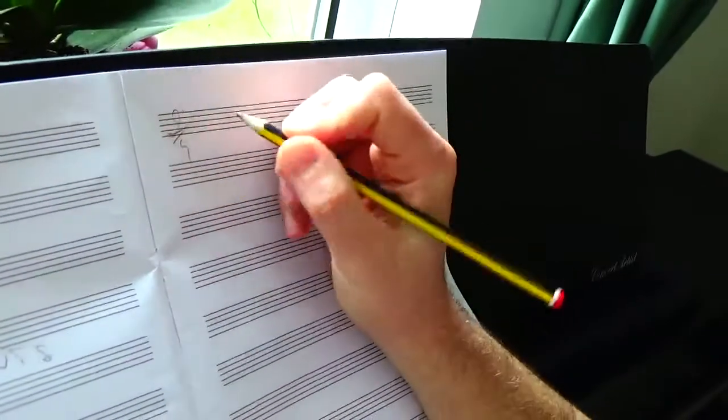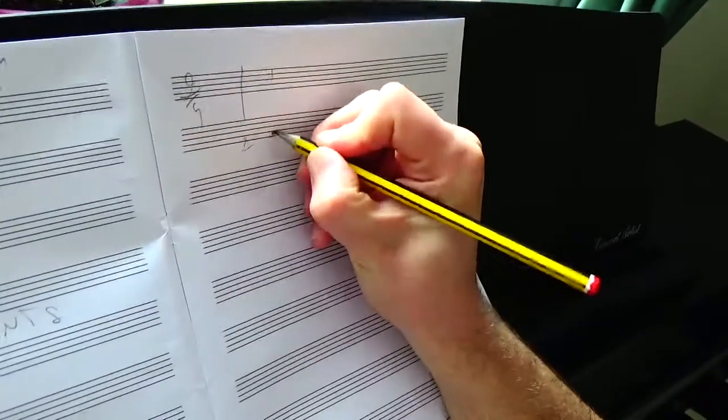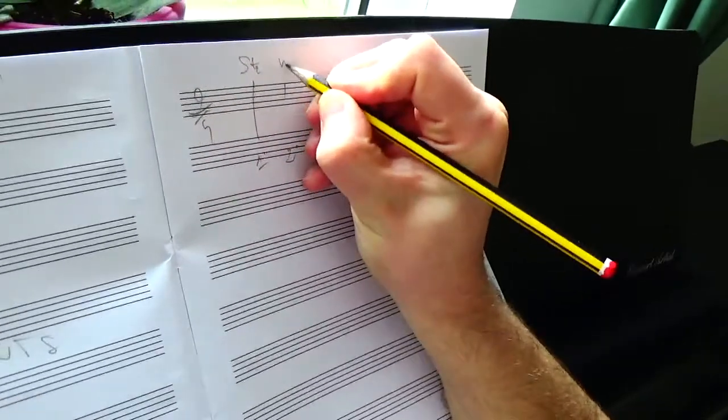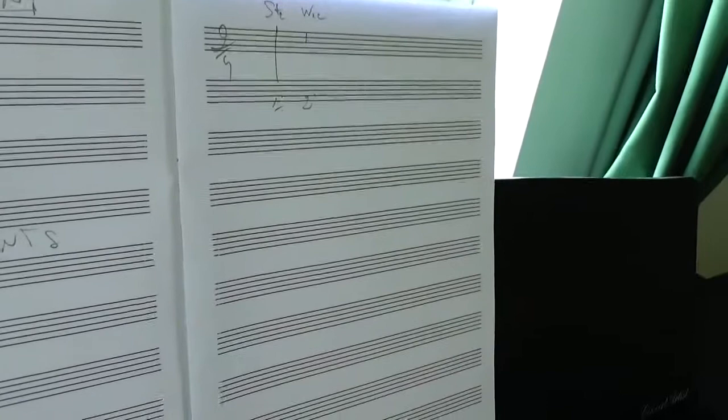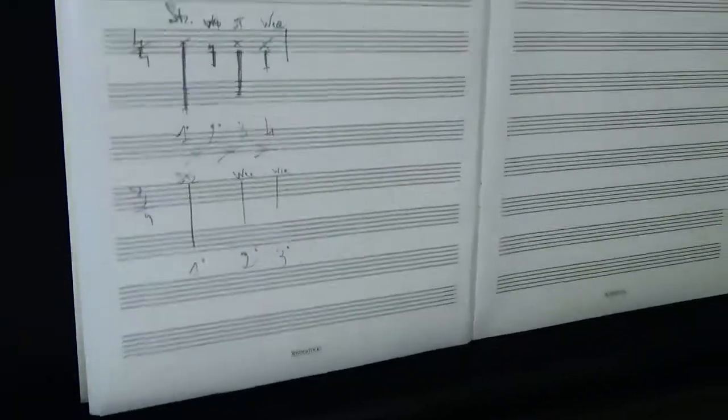In a 2/4 you would have, maybe let's write it here, 2/4 time signature, we have just two accents, strong and weak. First and second, strong and weak. Okay, this is in theory the situation. These are the accents as they naturally occur.